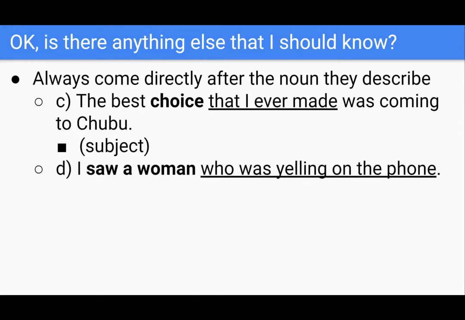So here in example D, I saw a woman who was yelling on the phone. In this sentence, the adjective clause, who was yelling on the phone, is describing woman. But woman is a noun, and it is the object of this verb saw. I is the subject, right? I saw, and then a woman is the object. So now this adjective clause is after an object of a verb.